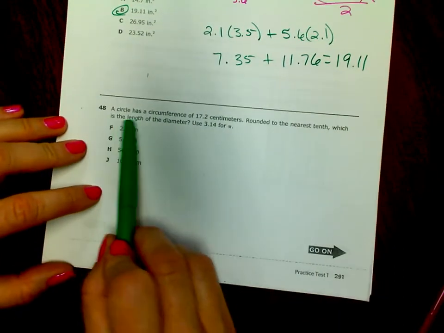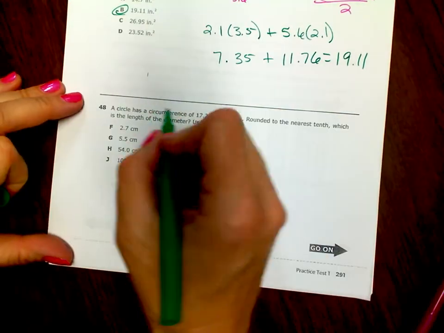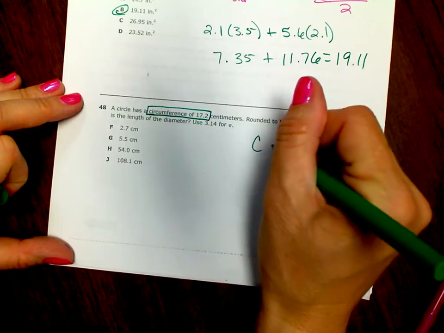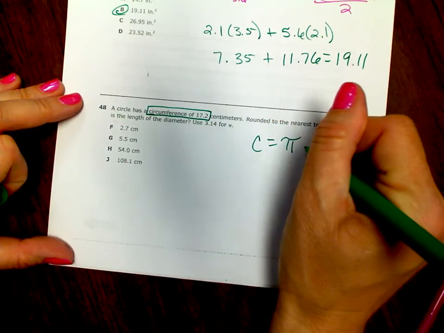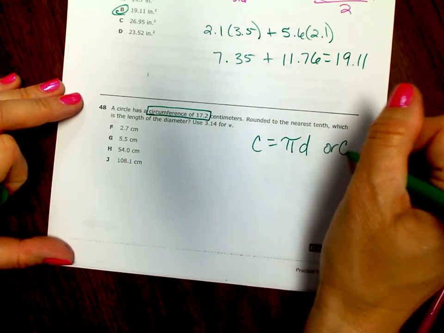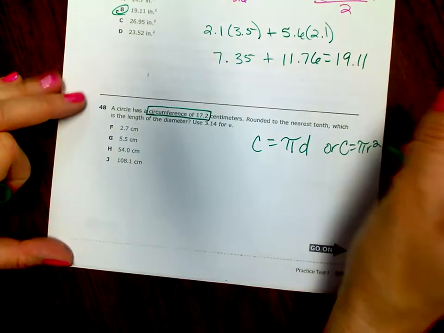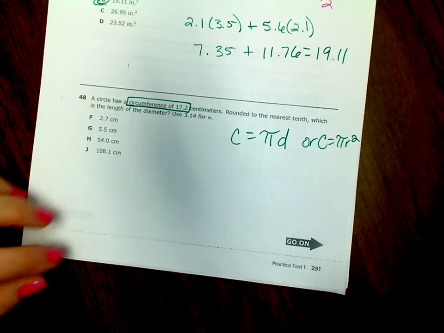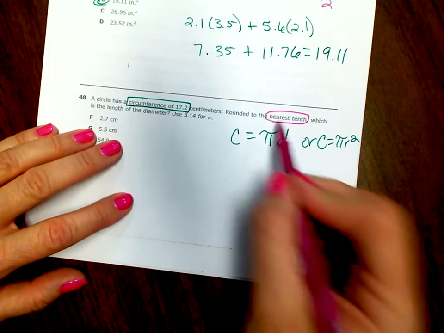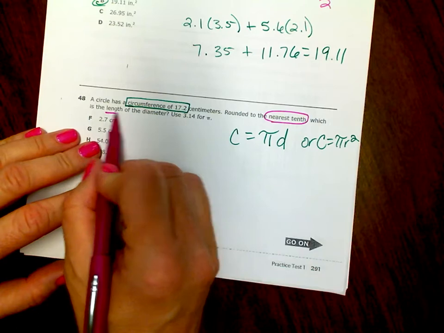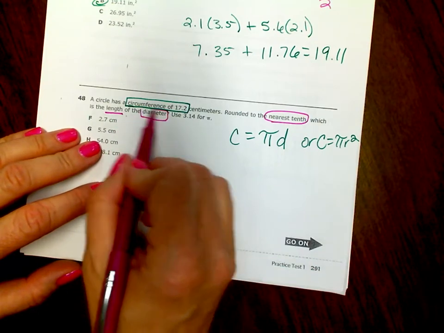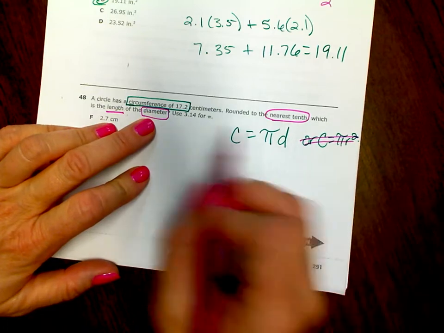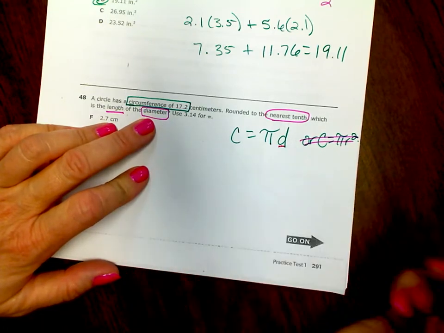Okay, a circle has a circumference of... It's giving you the circumference. So circumference equals pi times diameter, or circumference equals 2 pi r. But it's giving us the circumference. Round to the nearest tenth, which is the length of the diameter? Okay, we want to use this one. Let's cross that one out because they're wanting us to find diameter.